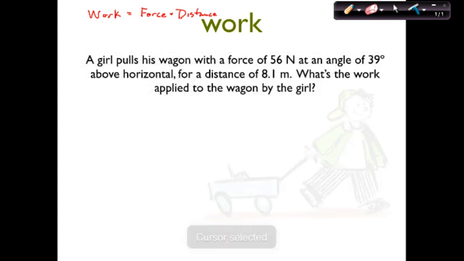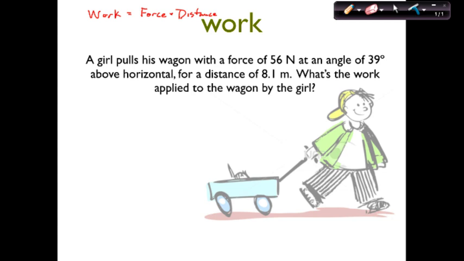So we've got this situation here. The girl's pulling a wagon with a force of 56 newtons, at an angle of 39 degrees above horizontal, for a distance of 8.1 meters. And we want to know what work did the girl apply to the wagon? So we can make a diagram here. She's pulling with 56 newtons of force, and she's going to walk for 8.1 meters.